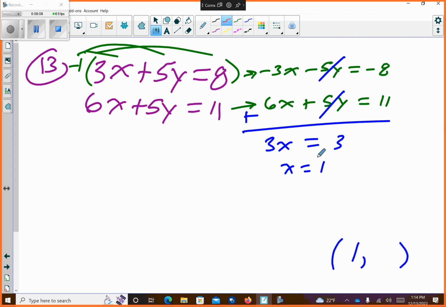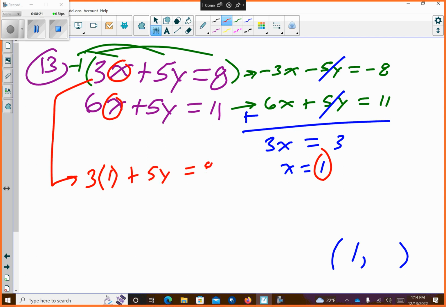So I'm going to take this 1. I'm going to plug it in here or here. Doesn't matter which one. I'll probably just pick the top one. So it was 3x. Now it's going to be 3 times 1 because x equals 1. So I get 3 plus 5y equals 8. Subtract 3, subtract 3. So I get 5y equals 5. Look at that. Y equals 1 as well. Cool.